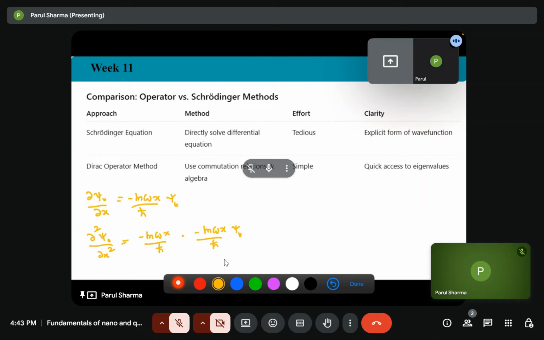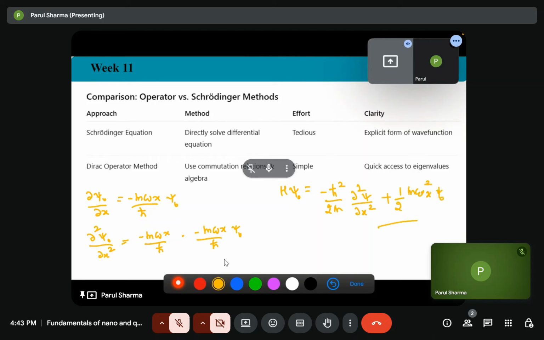Okay, so we simply calculate it and substitute the values in the Hamiltonian. That is, psi naught is equal to minus h cross by 2m, called the Schrodinger equation, d squared psi by dx squared, plus half m omega square x psi naught.